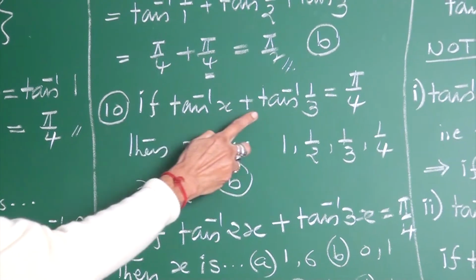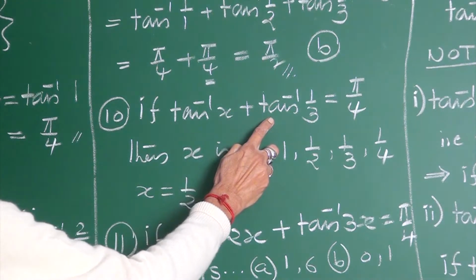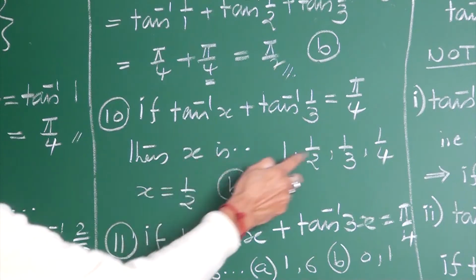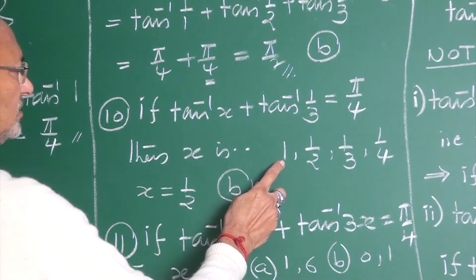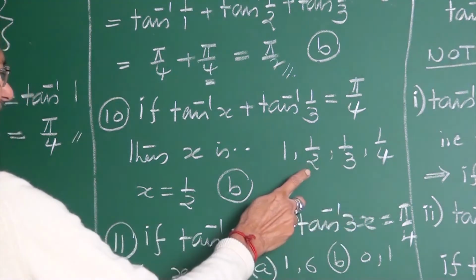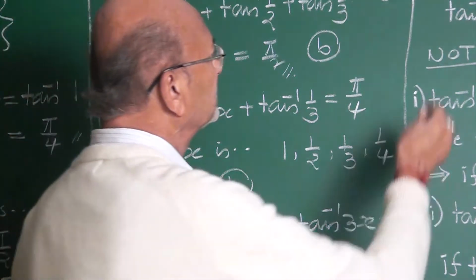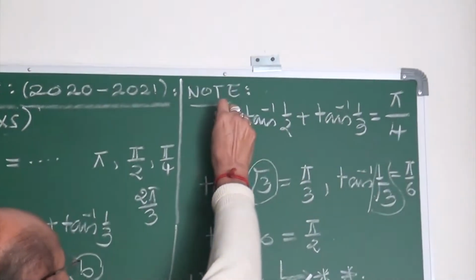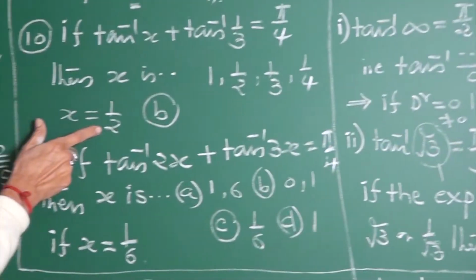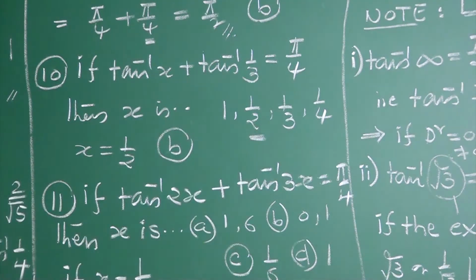Next. If tan inverse x plus tan inverse 1 by 3 equal to pi by 4, then the value of x is dash. These are the options: 1, 1 by 2, 1 by 3, 1 by 4. Yes, my friends, you are putting directly x is 1 by 2, if you remember this result. If you know that result, directly the value of x is 1 by 2. Without writing anything on the board, you can mark it. What is the answer? 1 by 2.